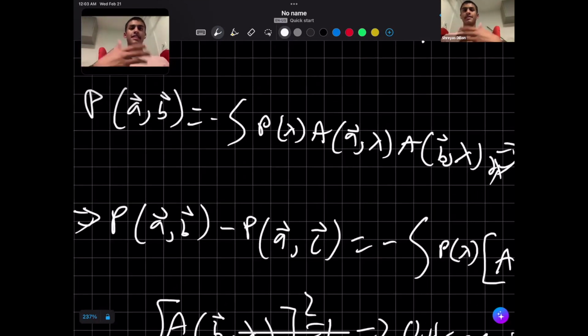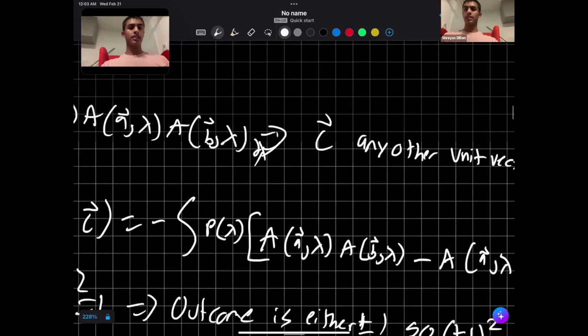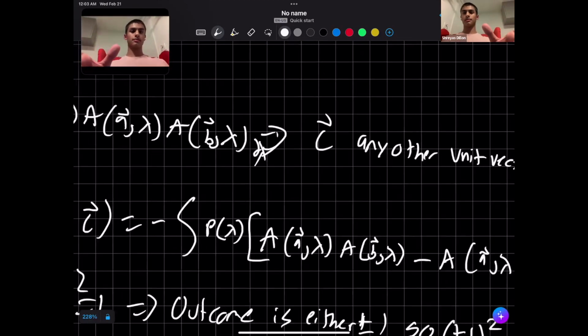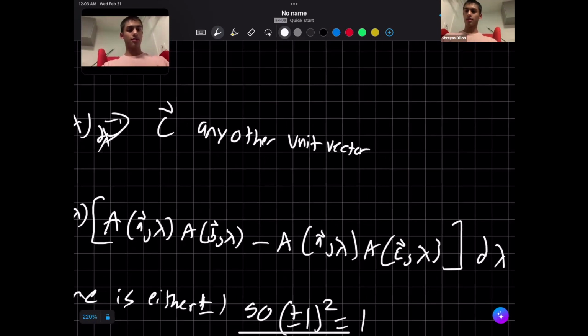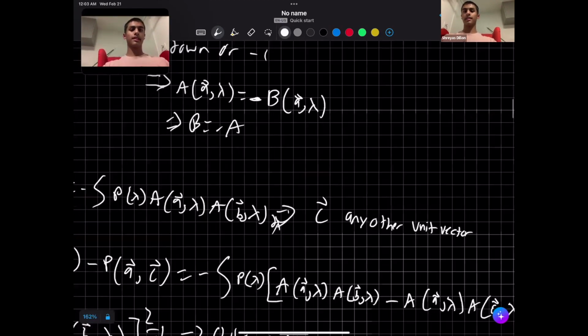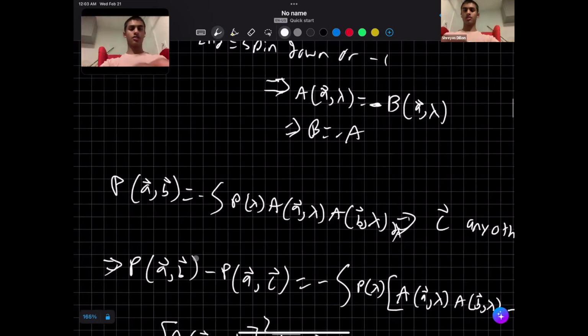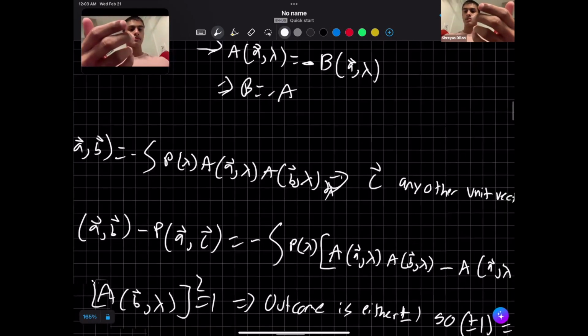So this is just the expectation value of the product of the A vector and the C vector. And the only difference this adds is we have to throw in this extra A of A, lambda and A of C, lambda. This is exactly what we did up here with just the P of A and then comma B. We're just switching in A and C instead of A and B.